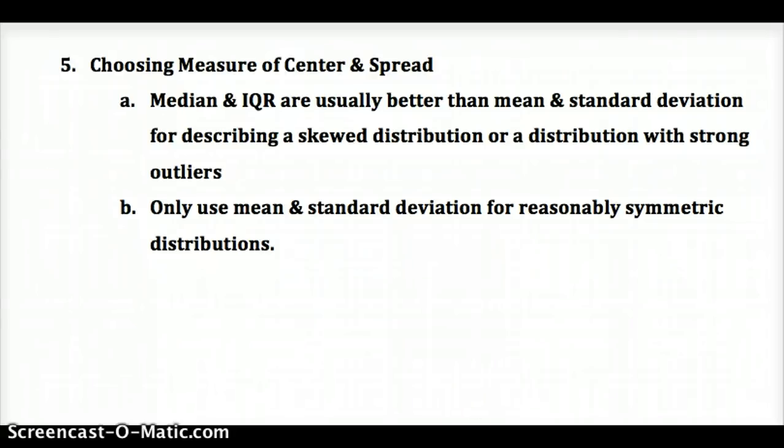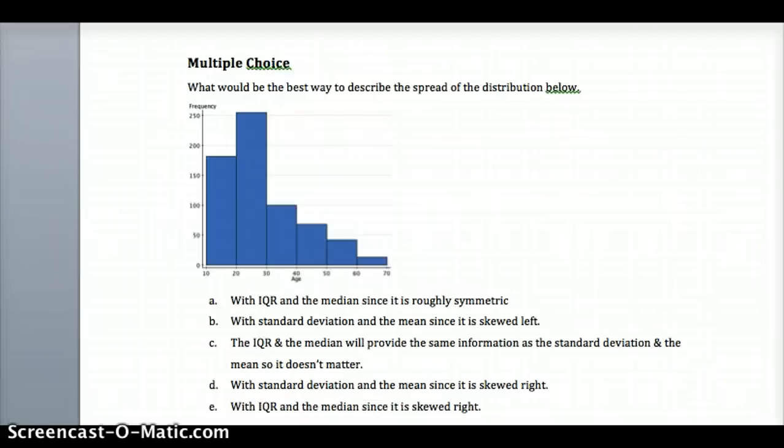Finally, that takes us to our multiple choice. So this graph should look familiar, same one we looked at for our multiple choice in lesson 2. But now we're wondering what would be the best way to describe the spread of this distribution. Would it be with the IQR and the median since it's roughly symmetric, the standard deviation and the mean since it's skewed left? The IQR and the median will provide the same information as the standard deviation and the mean, so it doesn't matter. Would it be best to describe it with standard deviation and the mean since it's skewed right, or with IQR and the median since it's skewed right?